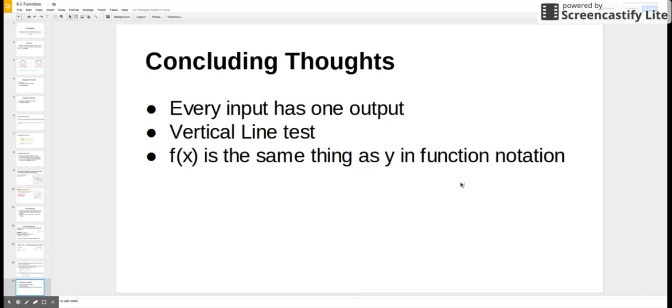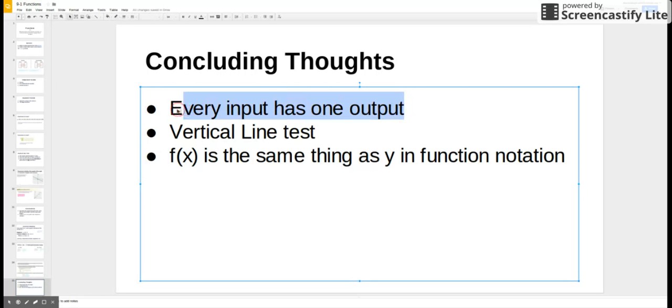Concluding thoughts: every input has one output. This is the very important major takeaway from this. Every input has exactly one output. The vertical line test just shows if you put your pencil up and down, does it only go through one point at a time? And f of x is just the same thing as saying y in function notation.